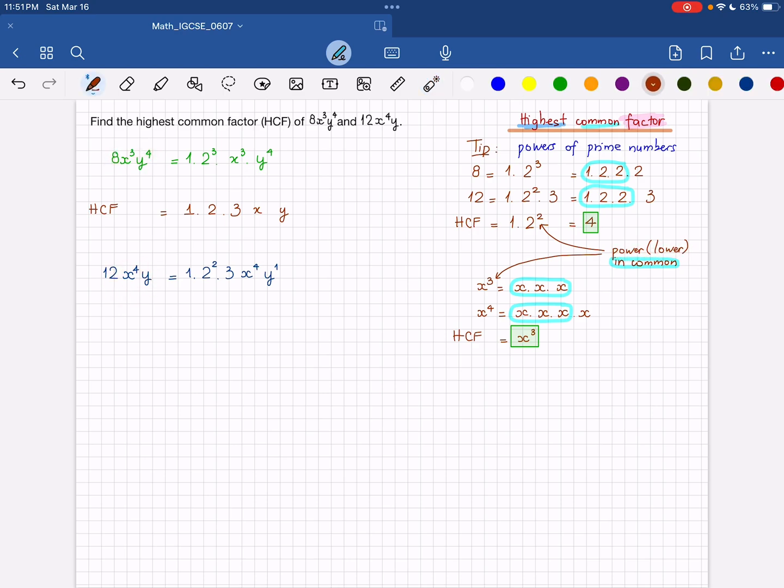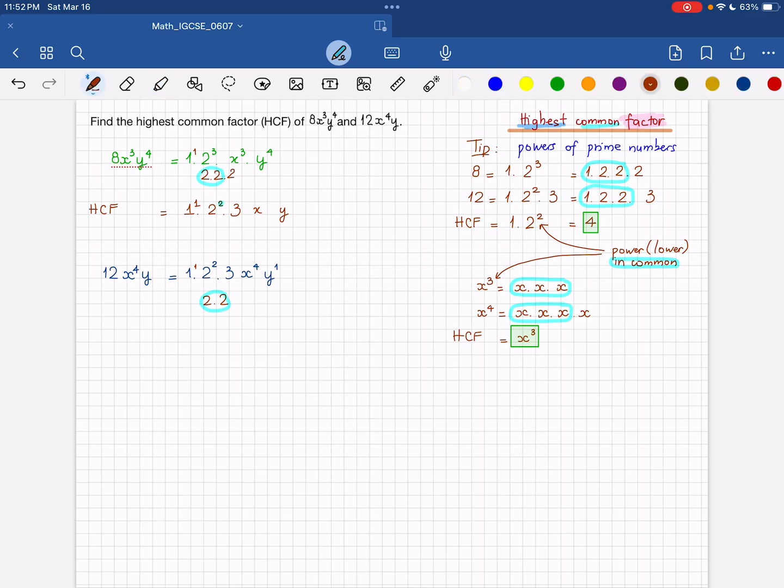So first let's go with 1. Just 1 in common, right? This is 1 and this is also 1. For 2 we have 3 and 2. So what is the lower one in common? That should be 2, right? And if you want to see it, this one should be 2 2, and this one should be 2 2 2. So there's 2 in common. They have just 2, right? That's why we just make a 2 here.